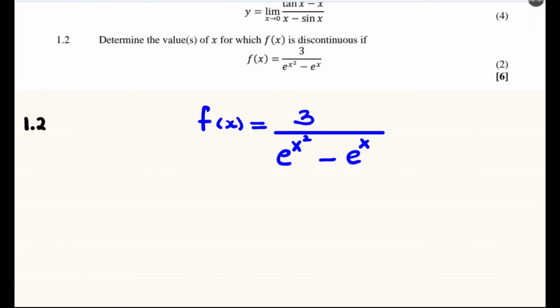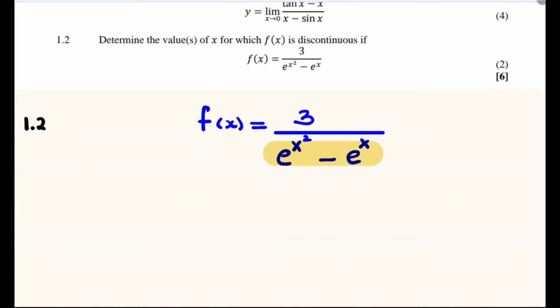Question 1.2, we have to determine the values of x for which f of x is discontinuous if f of x is equal to 3 divided by e raised to the power x squared minus e to the power x. Remember that a function can only be discontinuous if we have a square root of a negative number, or if we have division by 0. In our case, we don't have any square root, but we have division. So this will be discontinuous when the denominator equals 0.